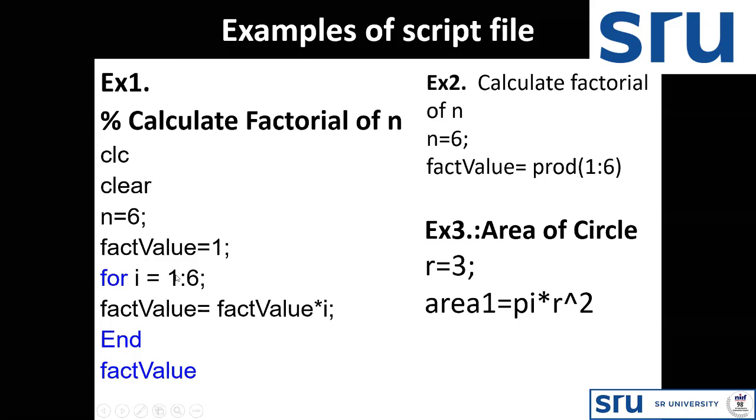So the I value will change, and accordingly the fact value will change. The fact value is nothing but fact value into I. So here the I value will first be 1, then 1 into 2 will come, then 2 into 3 will come. Like that, whenever the I value changes, your fact value is updated here. After that you have to end the for loop. Then, for getting the last value, you just have to write the fact value, and simply your answer will come.